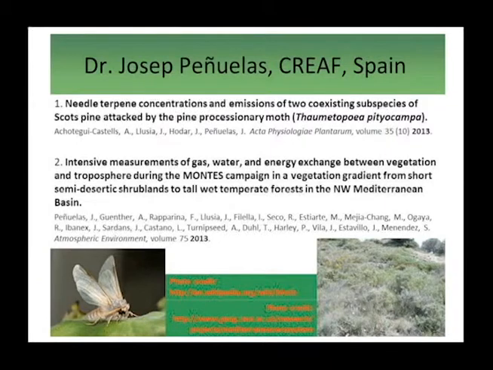This was a multidisciplinary international field campaign which aimed at measuring energy, water, and especially gas exchange between vegetation and atmosphere in a gradient from short semi-desertic shrublands to tall, wet, temperate forests. The objective of this campaign was to study the differences in gas, water, and energy exchange occurring at different vegetation coverages and biomasses.